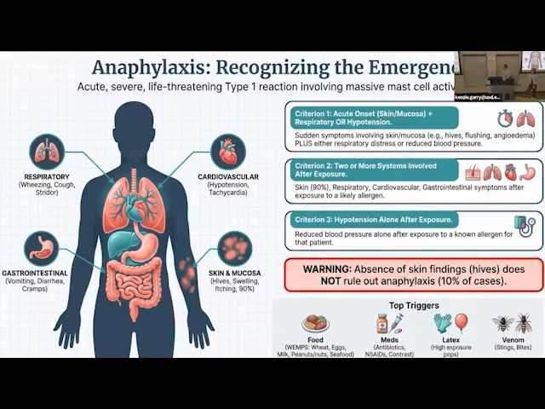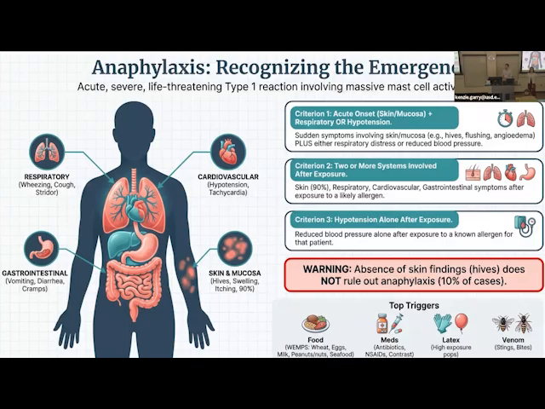And anaphylaxis: it's very important to diagnose anaphylaxis as a general pediatrician. We have 3 criteria. The first criterion is acute onset involving the skin, mucosa, or respiratory system. Or it should be 2 systems affected, not just one.